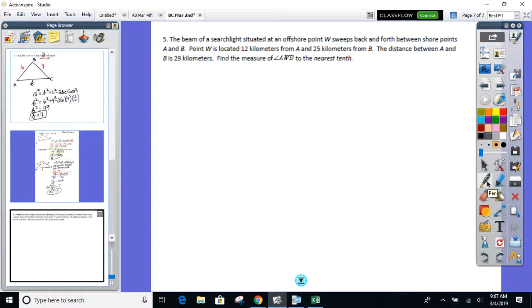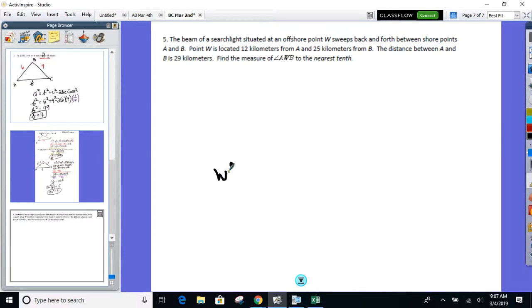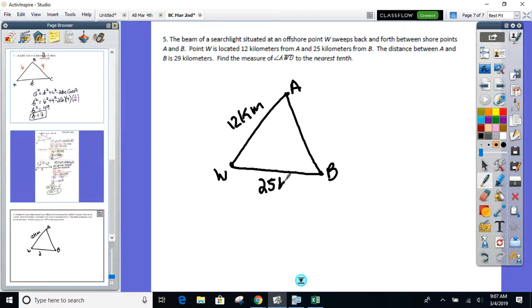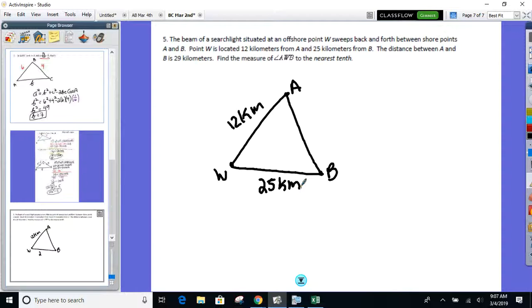A little beam of a searchlight at point W. All right, it's point W. Sweeps back and forth to points A and B. So it looks like I got a triangle WAB. All right, let's fill it in. Point W, located 12 kilometers from A. 12 kilometers. 25 kilometers from B. And the distance from A to B is 29 kilometers. Find the measure of AWB.